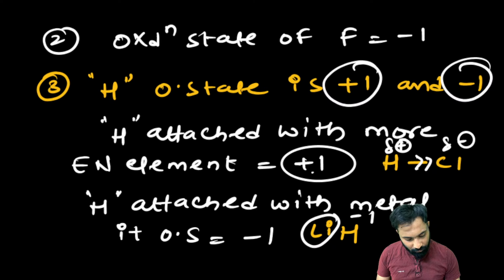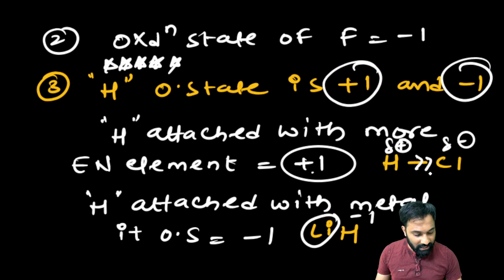You have to be very careful with this one. Hydrogen, when it is attached with the metals, will show the -1 oxidation state. When it is attached with the electronegative elements, then it will show the +1 oxidation state. Clear? I hope it is clear for everyone.